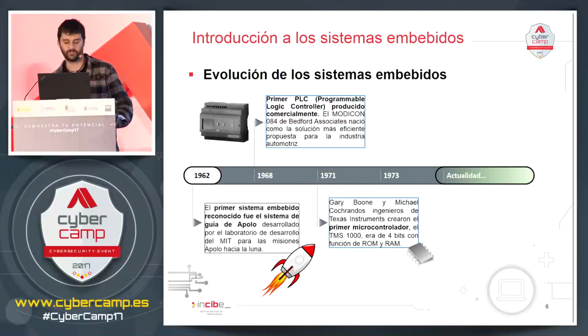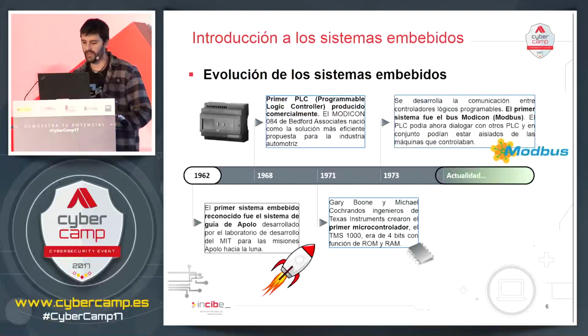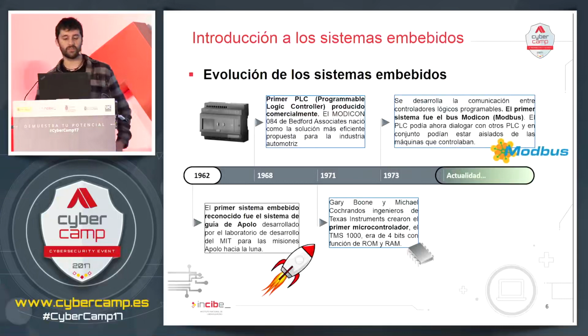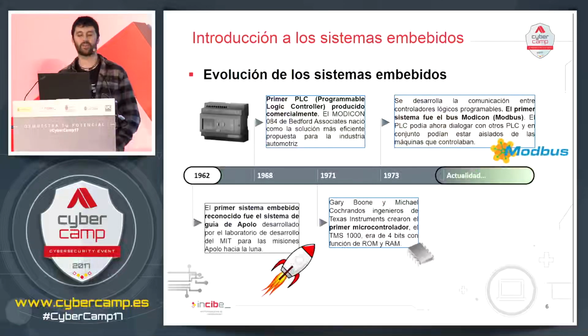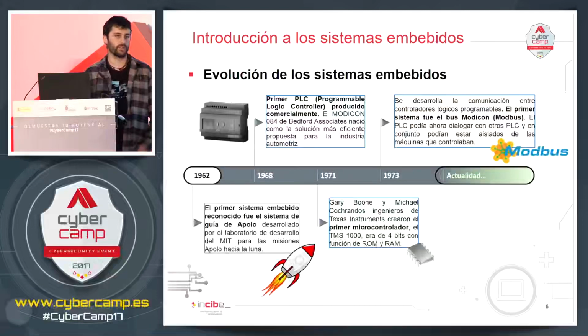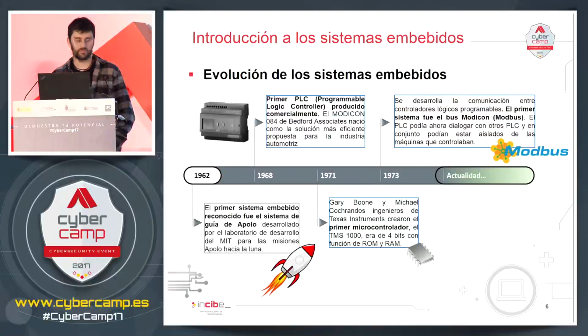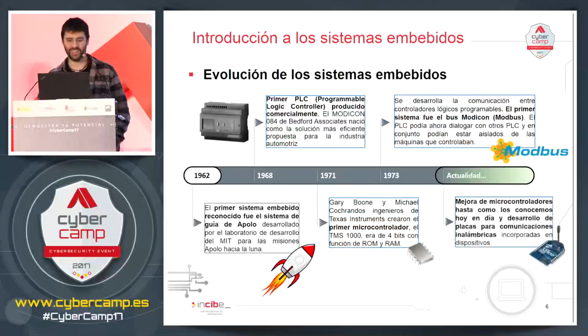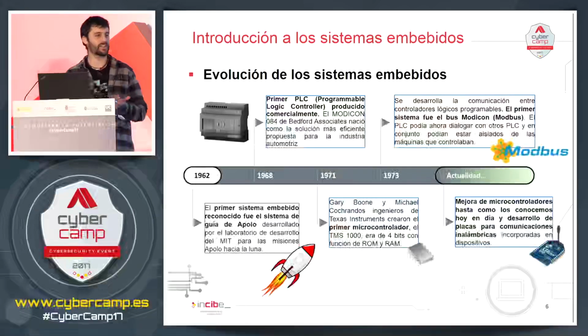I don't know if you know or heard about Texas Instruments. I'm sure you have. And they created the first microcontroller. And here are the characteristics: 4 bits with ROM and RAM functions. A luxury at the time. Communications were developed between programmable logical controllers, and the first system was Modicon. Something which by default is vulnerable. I don't know if you've worked with Modbus. I know some people here who do know Modbus.